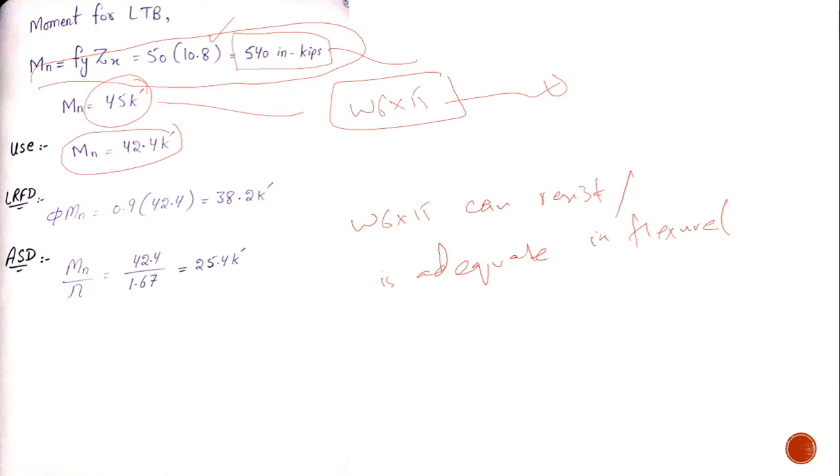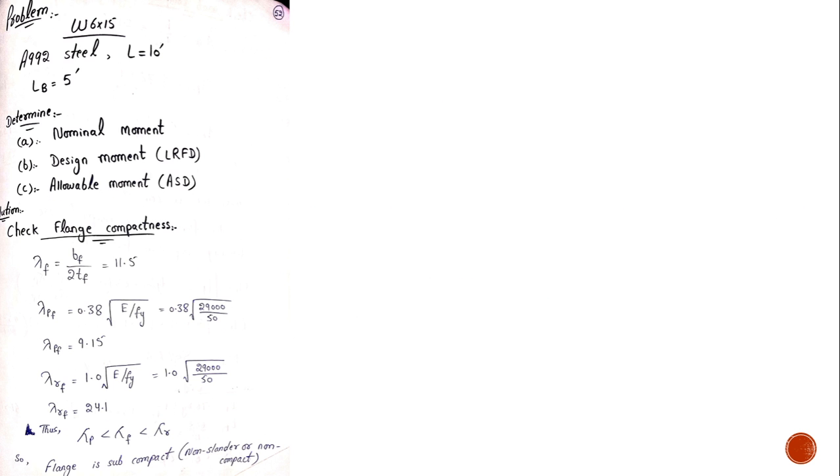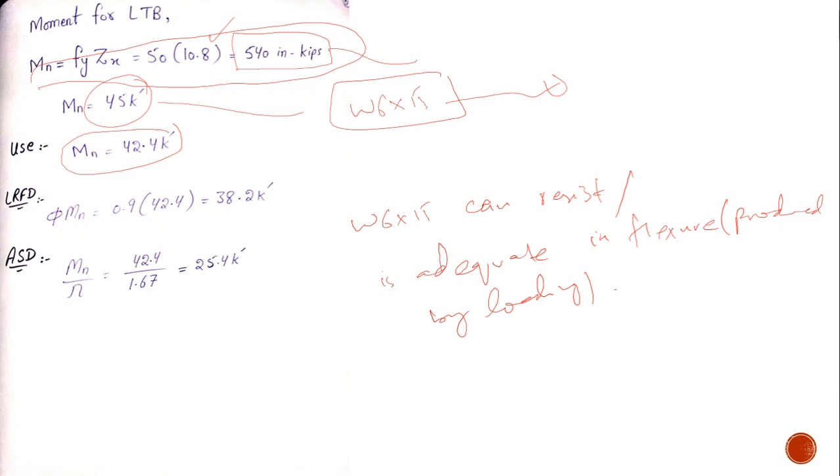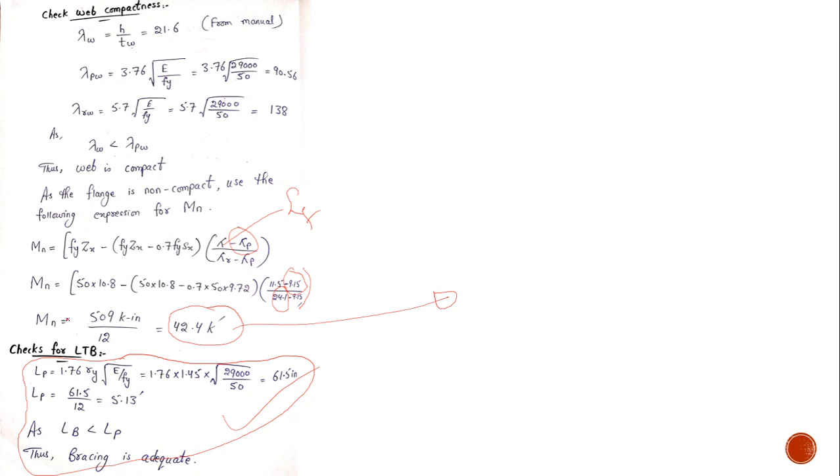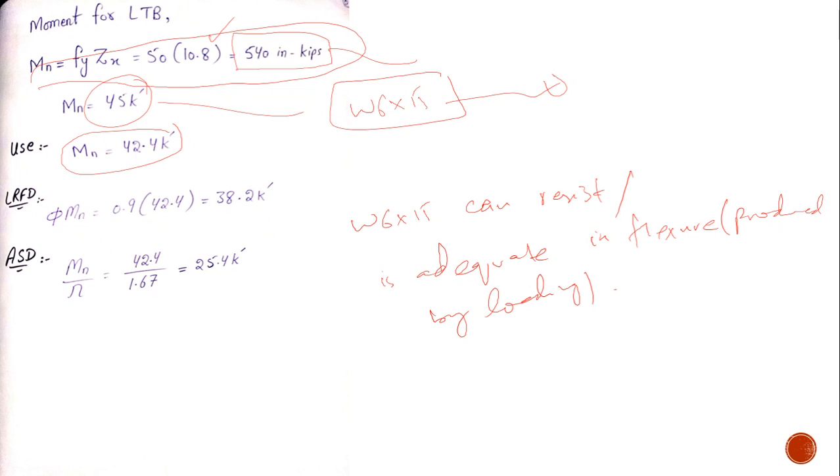Flexure is produced by the load to which it is subjected. So there's no statement, but I have to find the nominal moment, I have to find the design moment, I have to find the allowable. So the nominal moment to which my section was subjected was 42.4 kip foot. So you can again multiply it with 0.9 and divide it by 1.67 to find the value of ASD moment and LRFD moment. However, this is the moment which my W section 6 into 15 can resist.